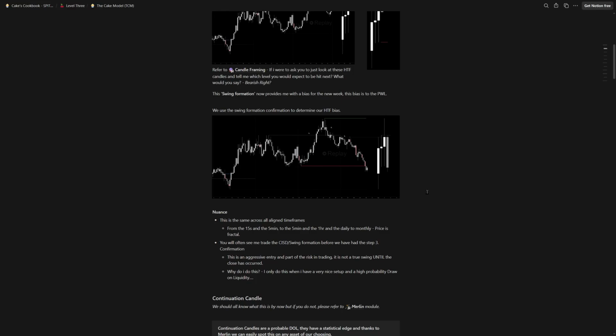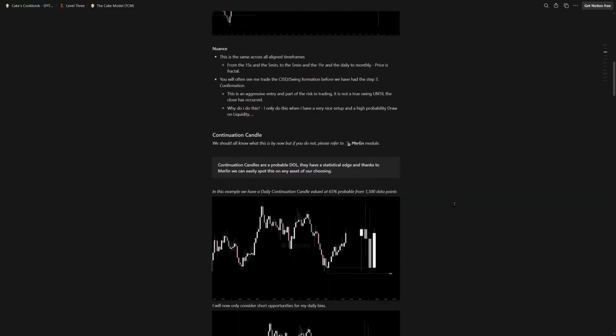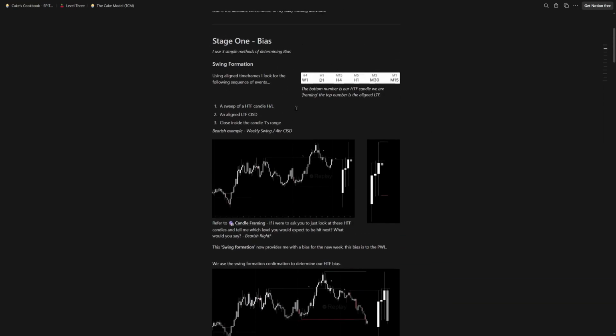Okay, so you will often see me trade the CISD / swing formation before we have had that step 3 confirmation. This is an aggressive entry and part of the risk in trading, I believe. It is not a true swing until the close has occurred. But why do I do this? I only do this when I have a very nice setup and a high probability draw on liquidity, which leads us on nicely to continuation candle, which is the second method of determining bias in stage 1.